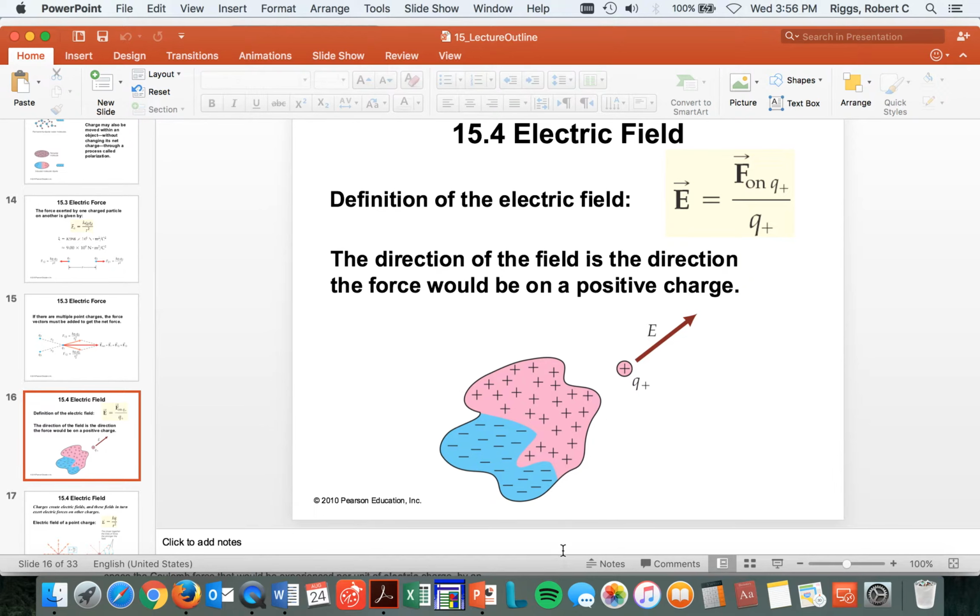All right, notice I've got a lot more positive charges than negative charges here. So I've got this electric field around it, and the overall charge on this thing is positive. And electric fields leave positive charges and they go towards negative charges.